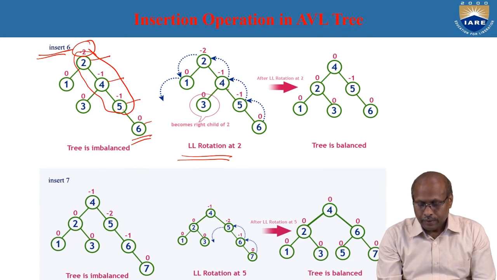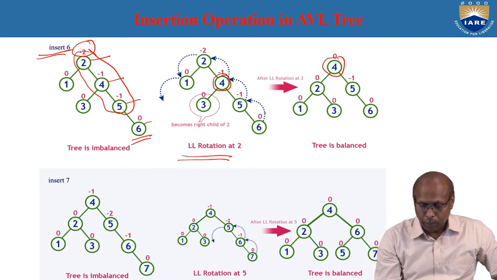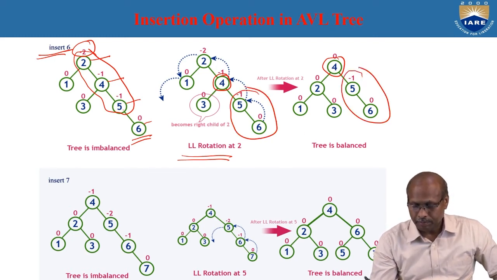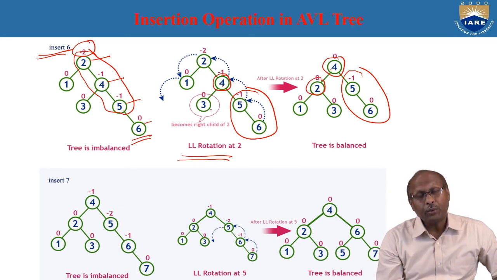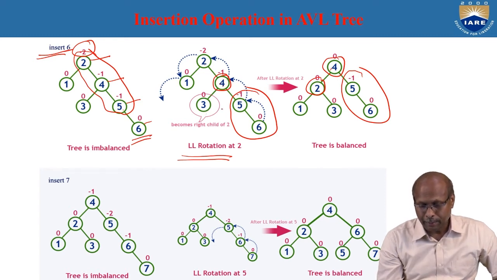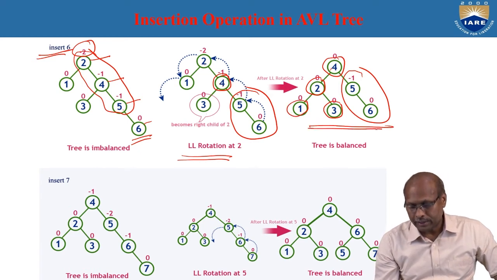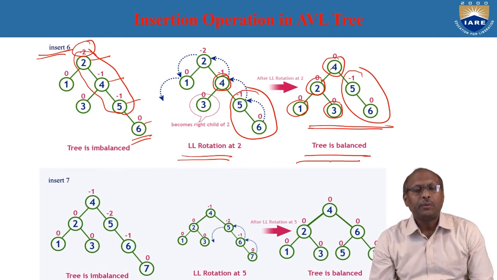So now after balancing, this 4 becomes my parent, and 4's right data are 5 and 6, so they will be right as it is, and 4's left becomes 2. The original 4's left child, which is 3, becomes 2's right, and 2's left is already 1, so 1 will be as it is. So it is now balanced. So the tree is balanced. Okay, so up to this you have inserted up to 6.